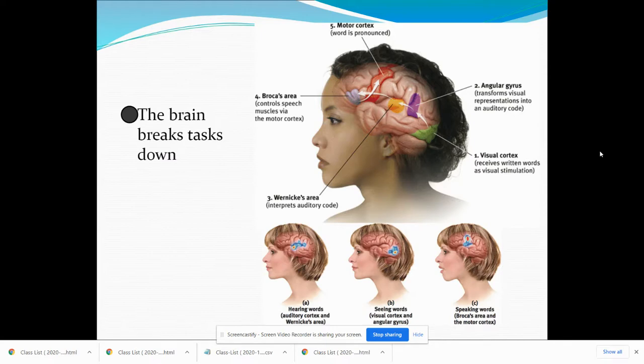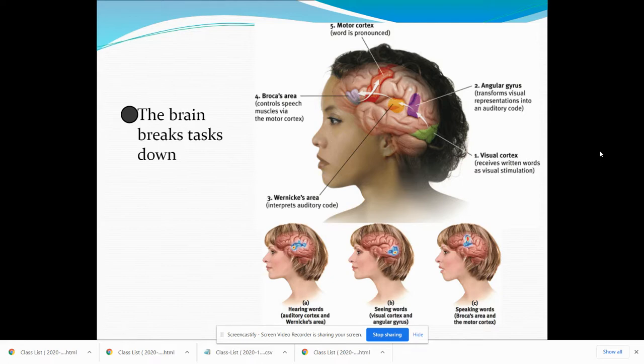Probably no better way to explain just how immensely powerful the brain is than by looking at language. Now, I'm not going to ask you to know the various different parts of the brain that are associated with language, but this just does a really good job of demonstrating how advanced and how many tasks the brain can take on all at once.